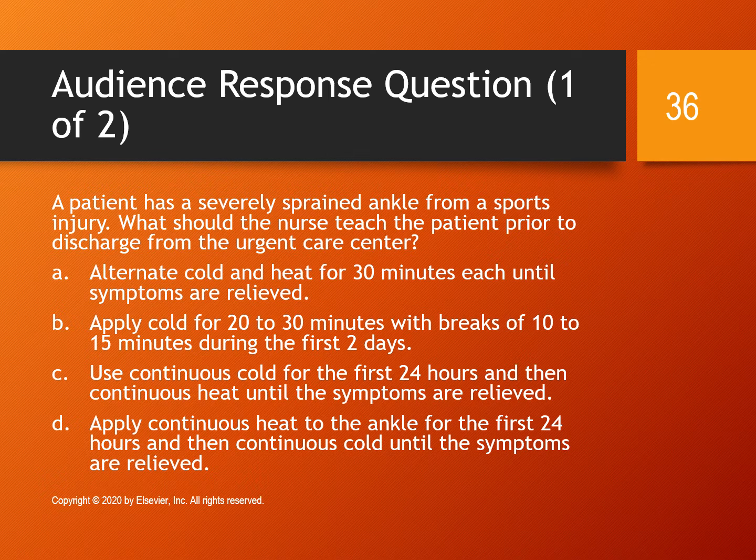A patient has a severely sprained ankle from a sports injury. What should the nurse teach the patient prior to discharge? A. Alternate cold and heat for 30 minutes until symptoms are relieved. B. Apply cold for 20 to 30 minutes with breaks of 10 to 15 minutes during the first 2 days. C. Use continuous cold for the first 24 hours and then continuous heat. D. Apply continuous heat to the ankle for the first 24 hours and then continuous cold. So what is the most appropriate?